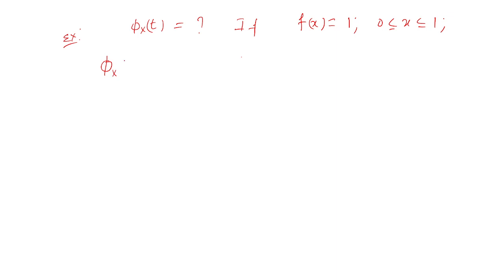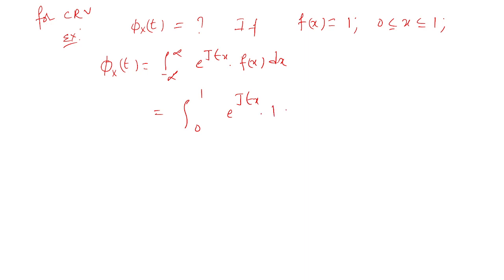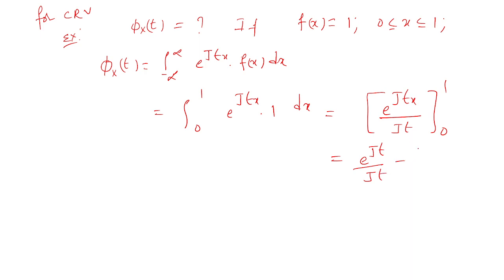According to the characteristic function, phi x of t for a continuous random variable, if limits are there we can easily identify, is the integral from minus infinity to plus infinity of e power jtx multiplied with f of x dx. So we can write it with the limits 0 to 1: e power jtx, f of x value is 1, dx. The integration of e power jtx is e power jtx by jt, with limits from 0 to 1. Substituting the upper limit minus the lower limit: e power jt by jt minus e power 0, that is 1, by jt.